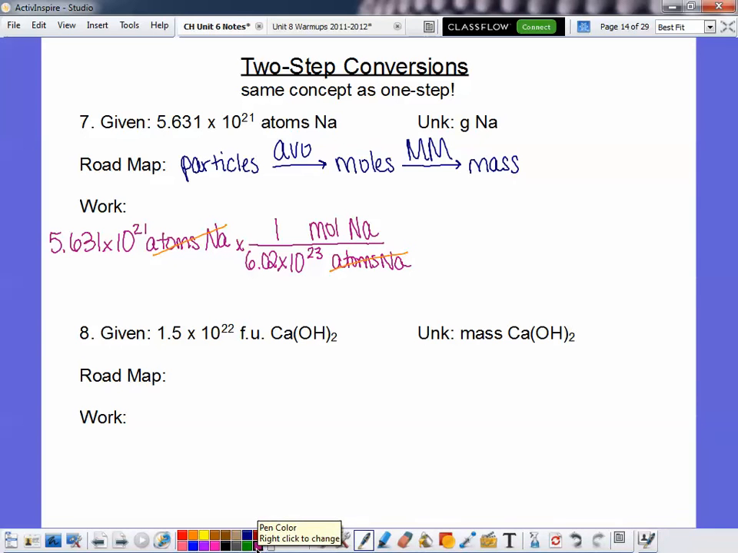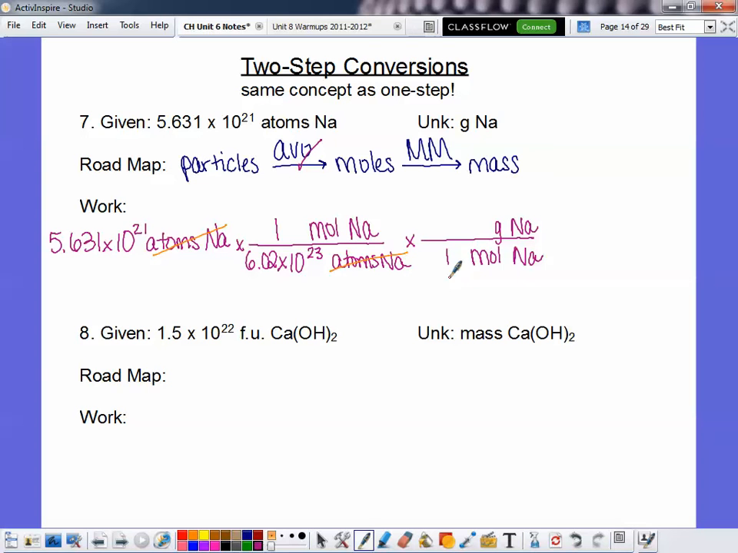We have to then do another step from moles to mass. So we've taken care of this first step. Now we have to do the second one. So we're going to multiply by another conversion. What unit will go on the bottom here? Moles, because we want moles to cancel. And what unit goes on the top? Grams of sodium. And what number do we put with mole? 1, just like before. And then the mass, the grams of sodium, is the molar mass from the periodic table.